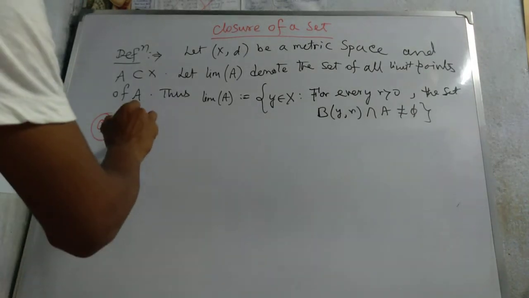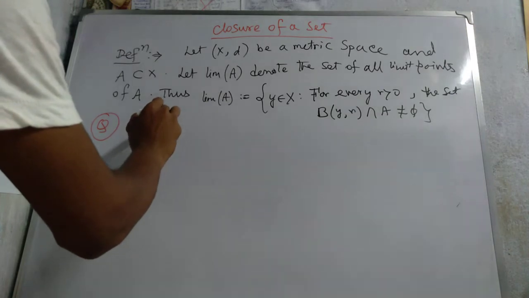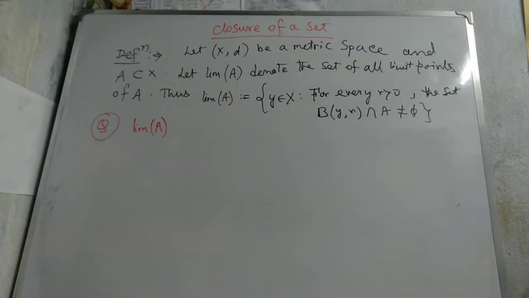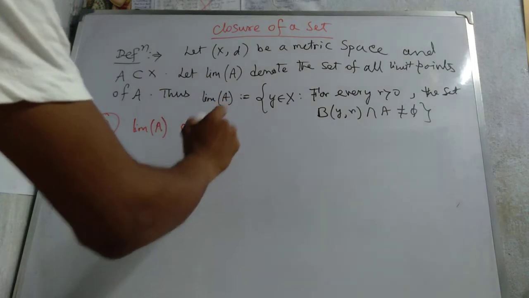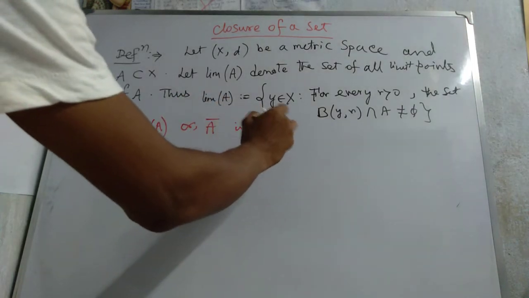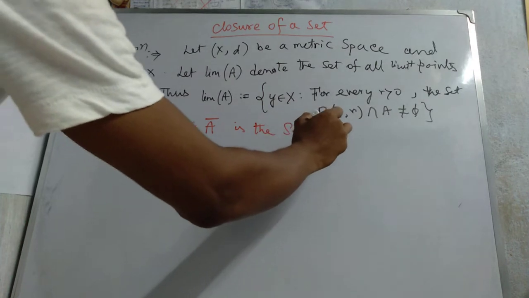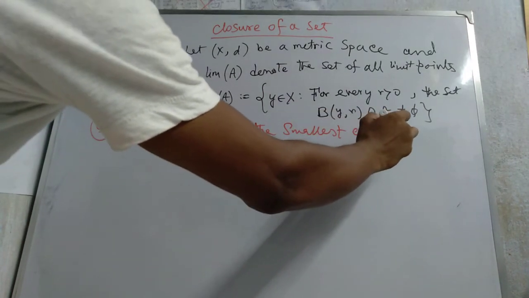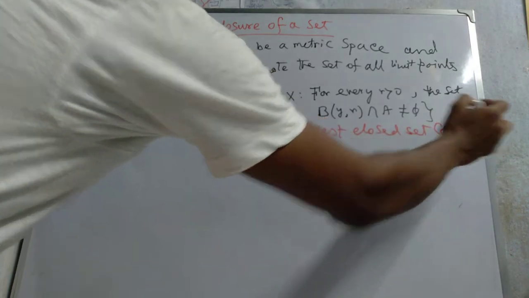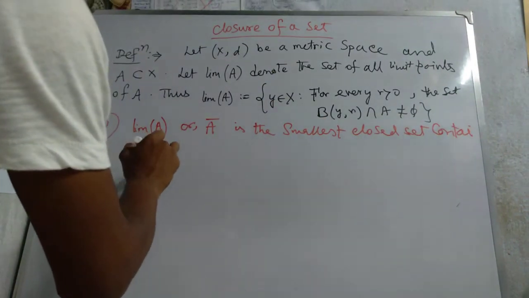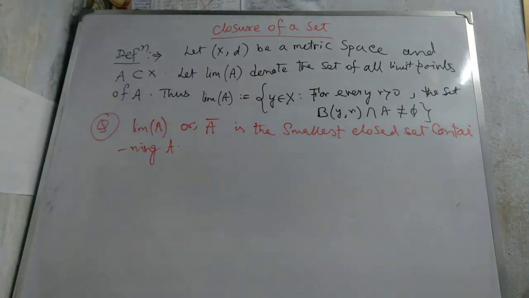The closure of A, A bar, is the smallest closed set containing A. Then how do we prove it? We prove it easily.